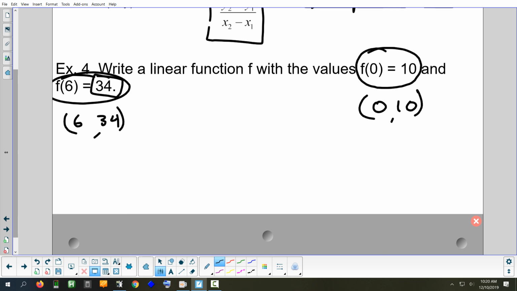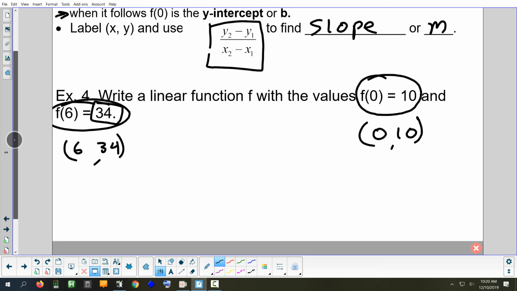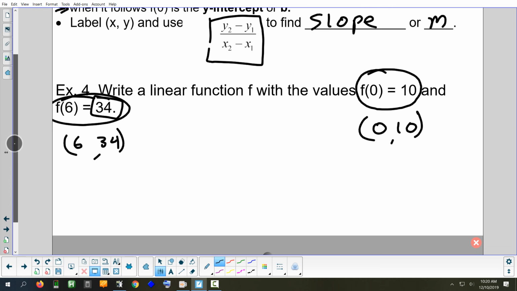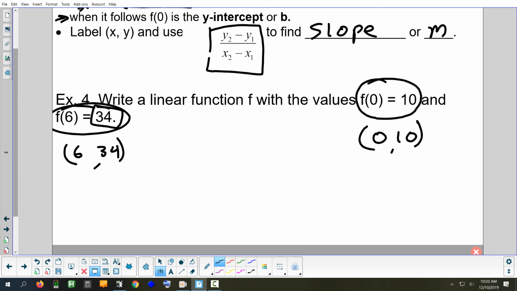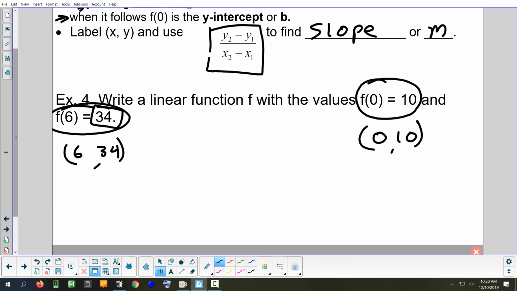Okay, so we'll do one of these and then we'll finish up with the word problem, which is really like one of these again. All right, so example 4. Write a linear function with the values f of 0 equals 10, and f of 6 equals 34.